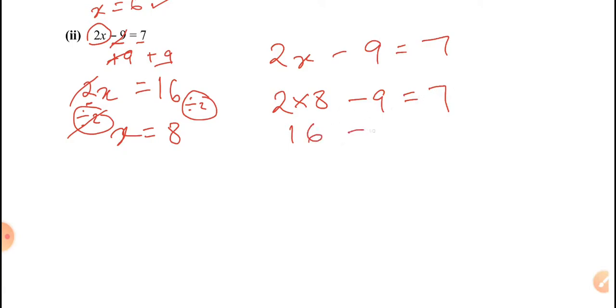Is 16. 16 take away 9, and does it equal 7? Yes, it does. 16 take away 9 is equal to 7. So therefore we know x is equal to 8.